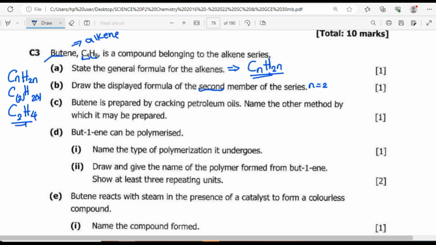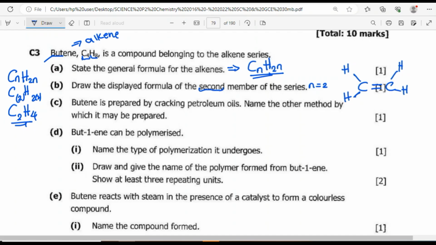Now the displayed formula, same as the structure. We need to now form the structure. There are 2 carbon atoms. Remember to put the double bond whenever you are dealing with an alkene. Then here we just put 1, 2. So we can see that each carbon is filled with the required number of bonds.